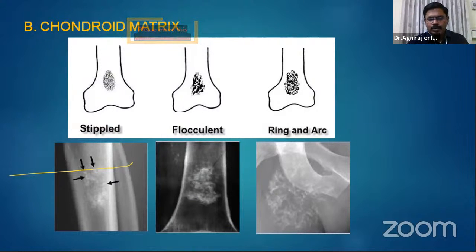So for these two X-rays you can say the differential diagnosis is enchondroma or chondrosarcoma. Enchondroma also can change to chondrosarcoma. Ring and arc calcification is seen in chondrosarcoma. So these are the chondroid matrix producing tumors.